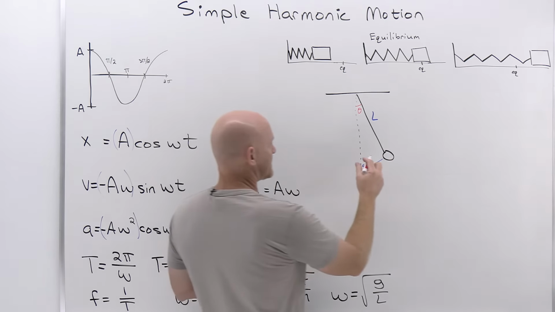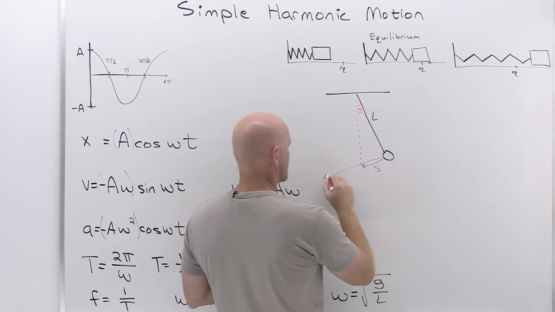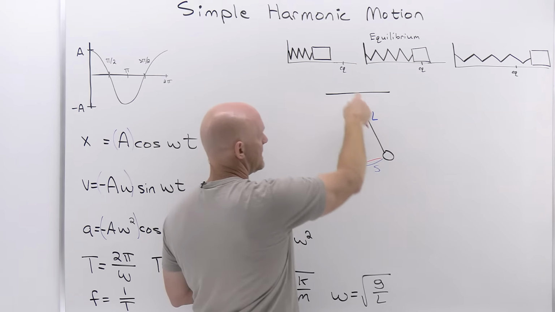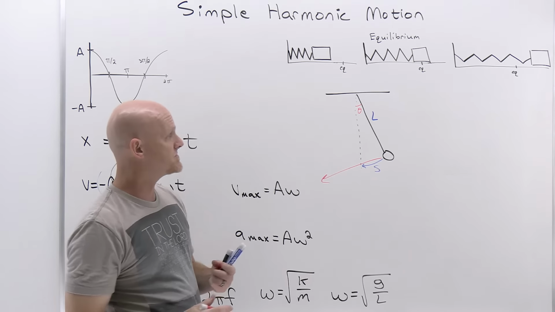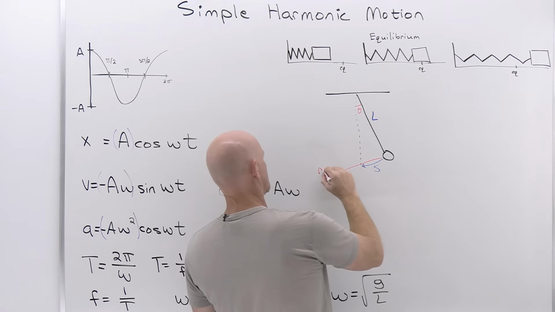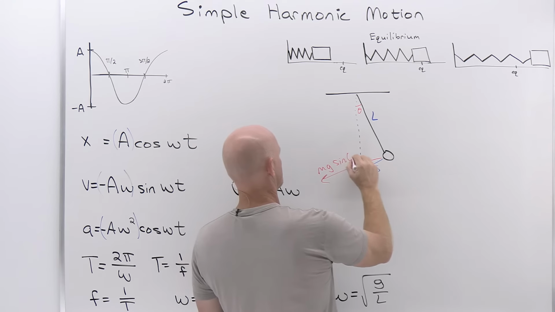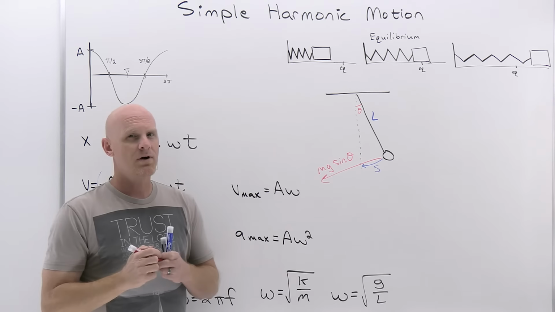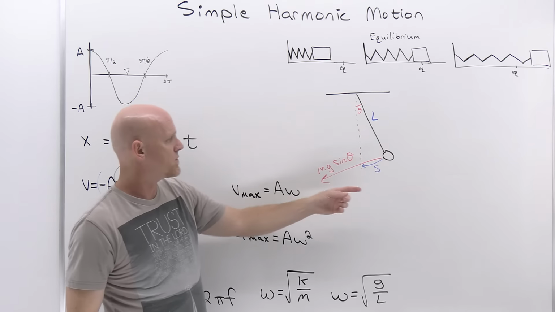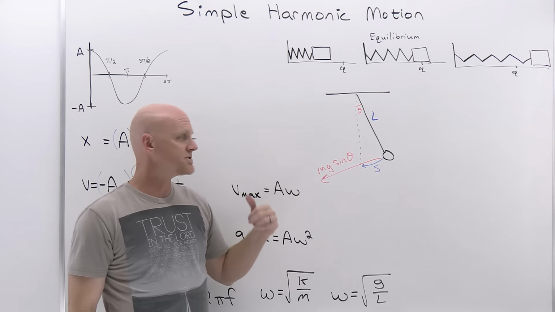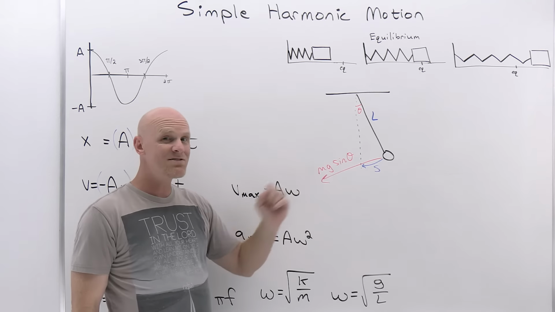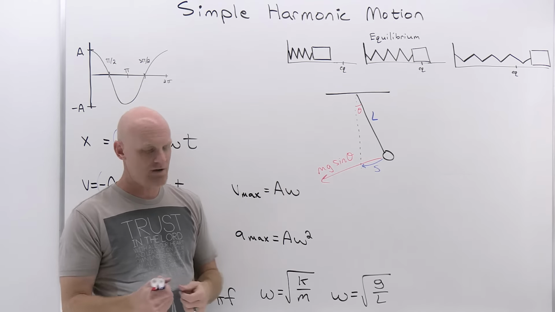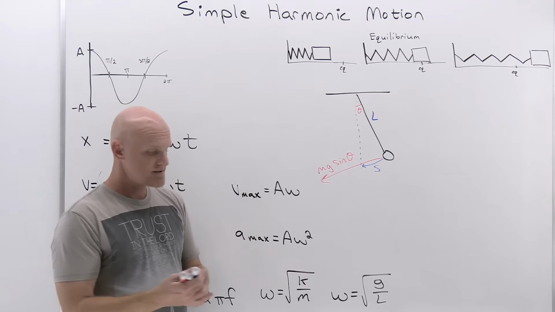All right, now if we look at the restoring force, it's perpendicular to the length of the pendulum itself, and the restoring force is equal to mg sine theta. And that's our problem: as this thing gets shorter and shorter, it turns out the force modulates by a factor of sine theta, not simply theta. And that's our issue of why it's not truly simple harmonic motion.